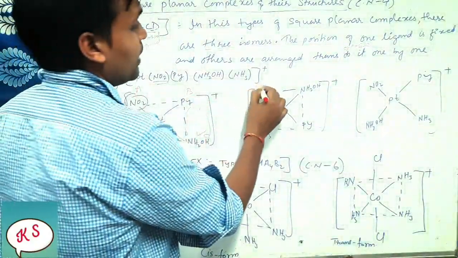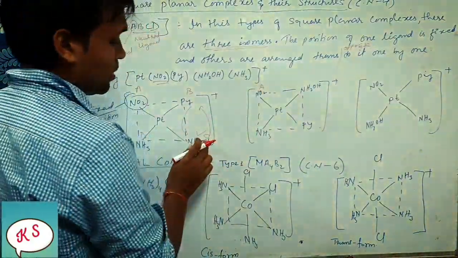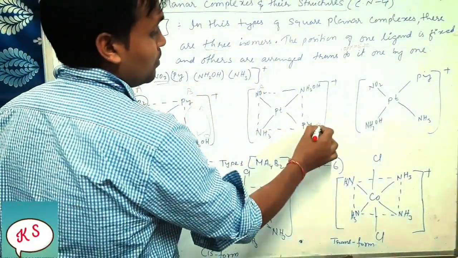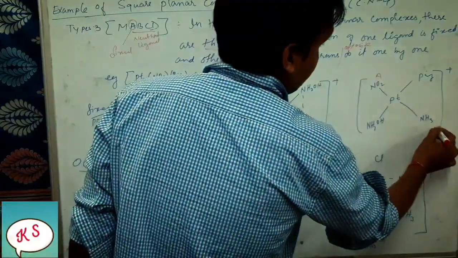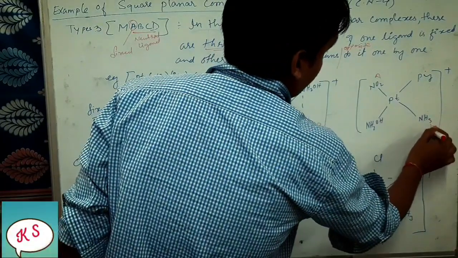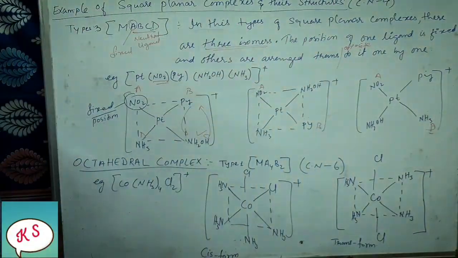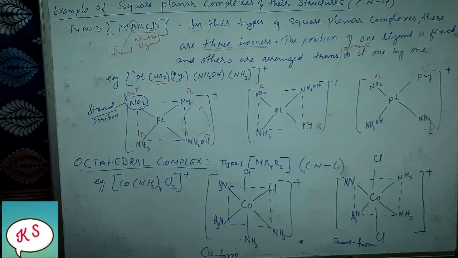So see here, A is as it is, C was opposite to A. In the next isomer, B will be opposite. In the next isomer, D will be opposite to it. This one you remember. Okay, very easy concept it is. Now another one is what? Now for square planar complexes, 3 types are there, we have discussed.